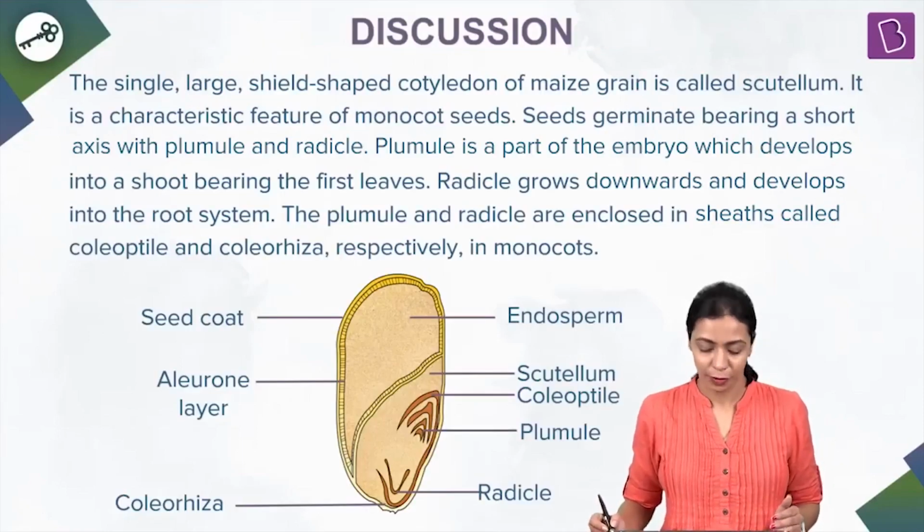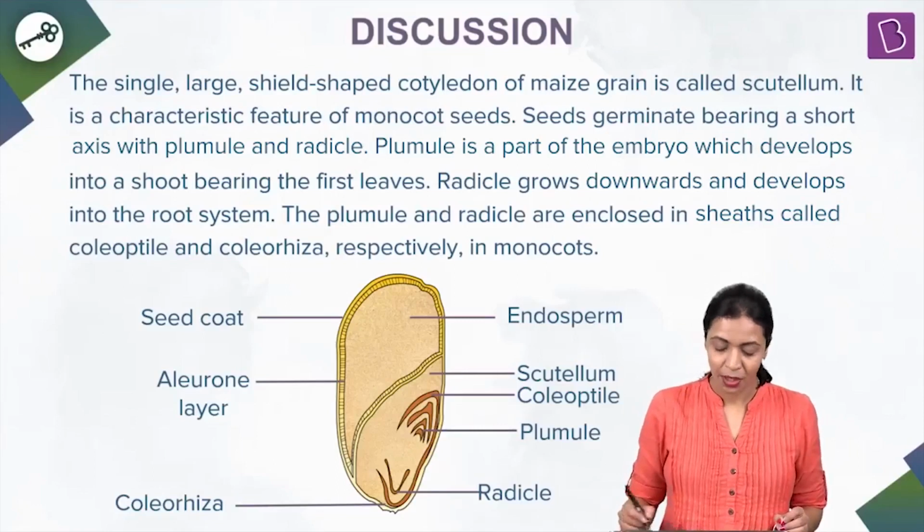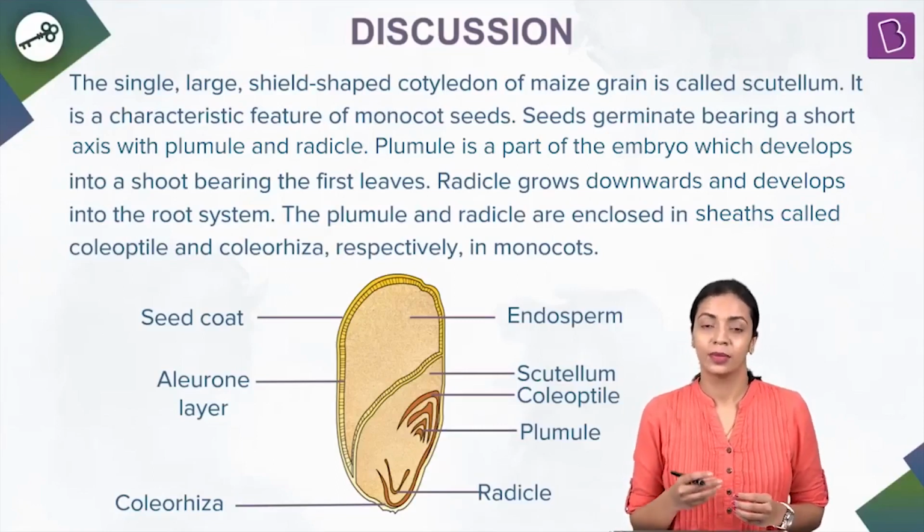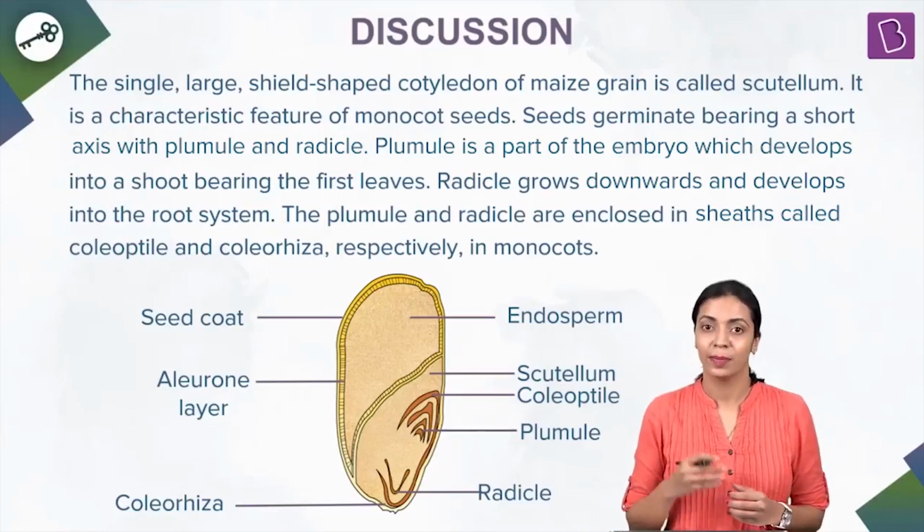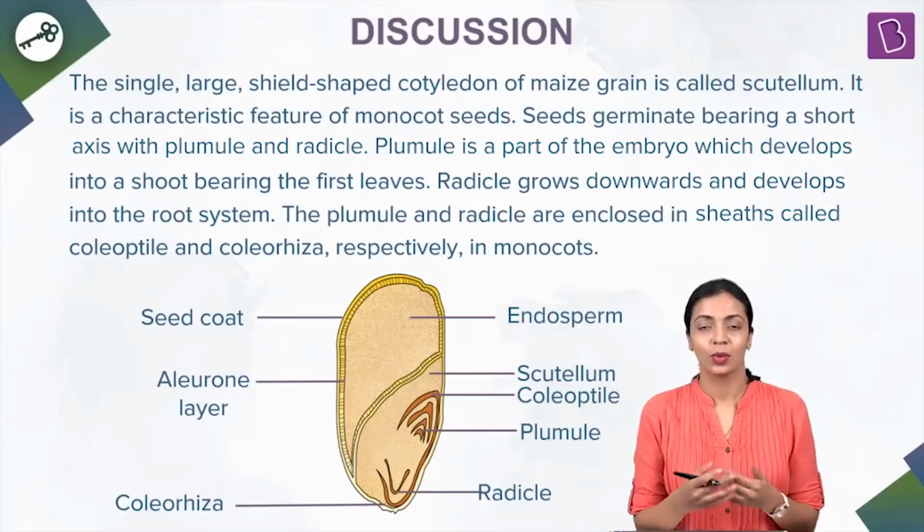So here's a picture of maize grain given. We know that the fruit in a maize is a caryopsis, where the pericarp, the fruit wall, and the seed coat will have fused.